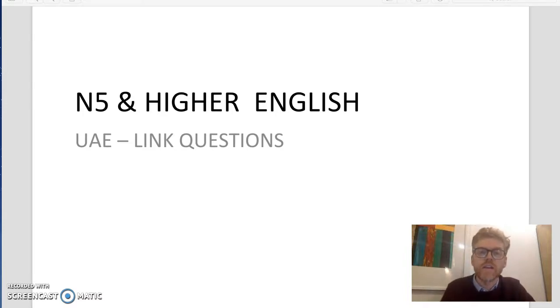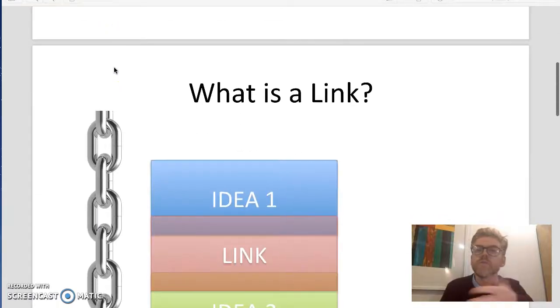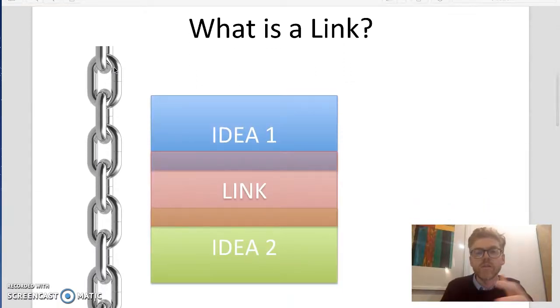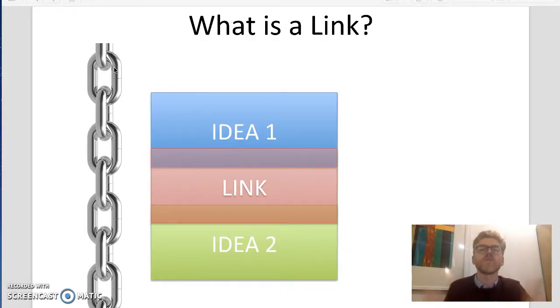So let's dive in. Now, the first thing that we have to do before we can go any further is establish what we mean by this concept of a link in a UAE passage. Well, if you look at this side of the screen, you'll see that I've got a picture of a chain, and the way that a chain works is that each individual link in the chain is connected both to the one immediately before it and to the one immediately after it, and that is the way that a new link is formed.